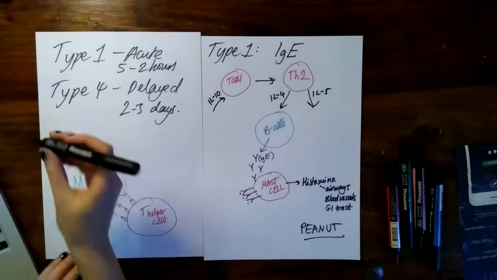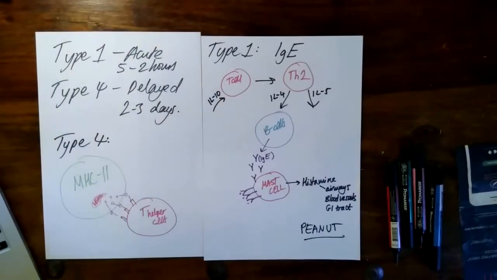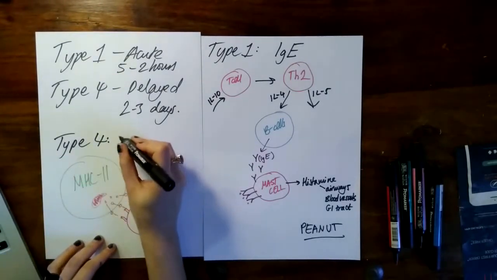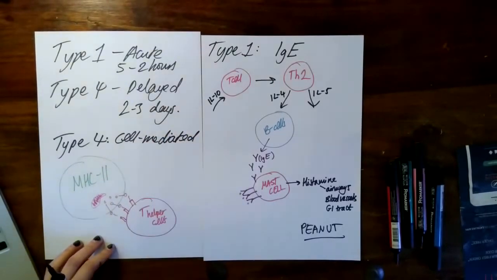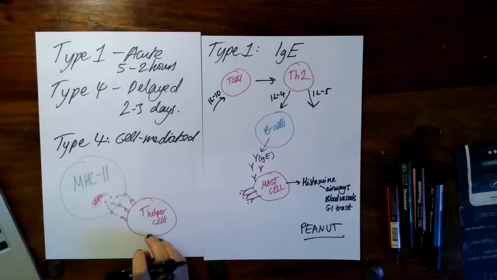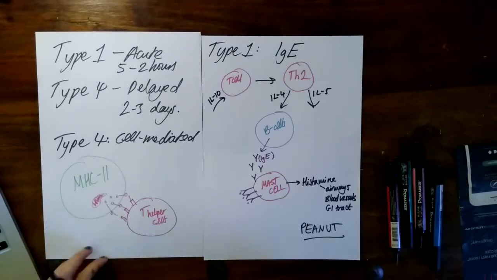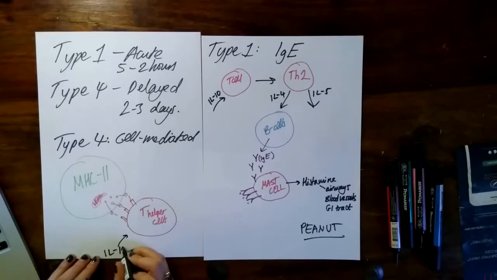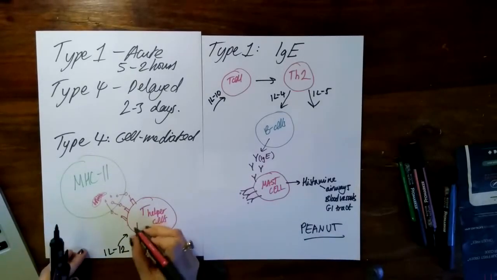Okay. Type 4 is the cell-mediated delayed type response, mediated primarily by the action of T cells. The T cells that recognize the MHC class II are activated by the cytokine IL-12 to produce T helper 1 cells.